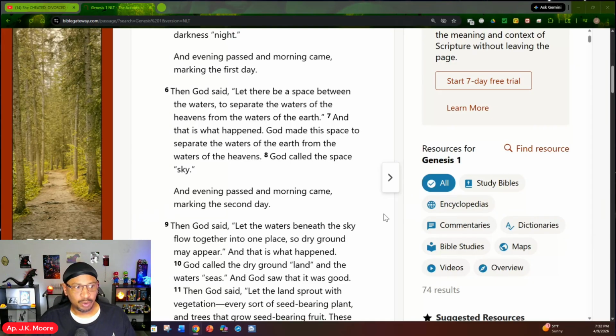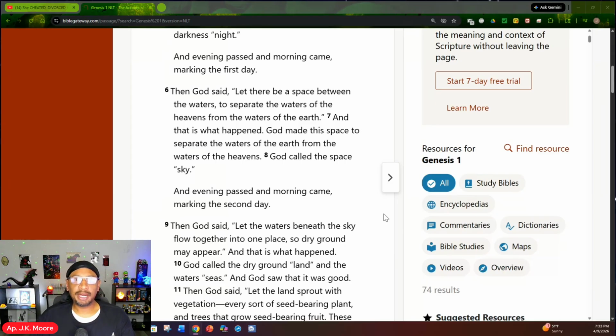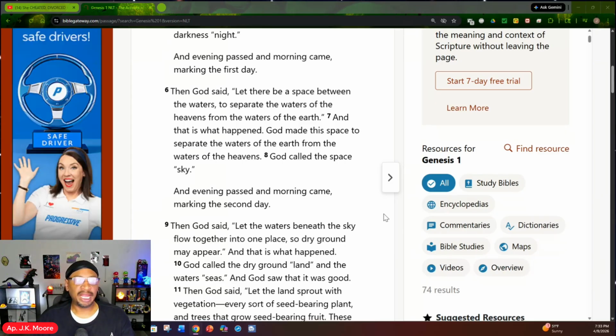God made this space to separate the waters of the earth from the waters of the heaven. God called the space sky. And evening passed and morning came, making the second day. Okay. So now I'd say we get a bit more of a firm answer to that original question in verse number 1 when it mentions that God created the heavens. Right here in verse number 6, where he says, let's create a space to separate the waters of the heavens from the waters of the earth.